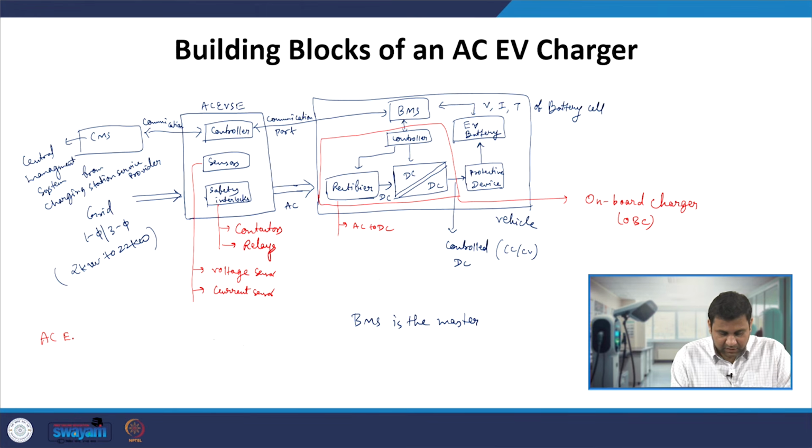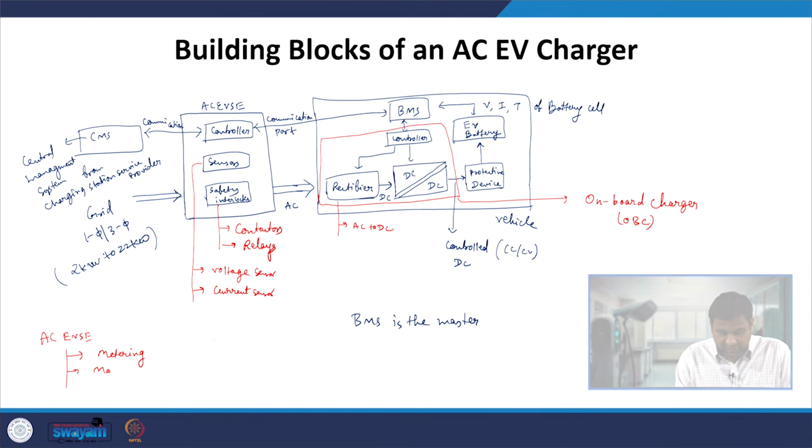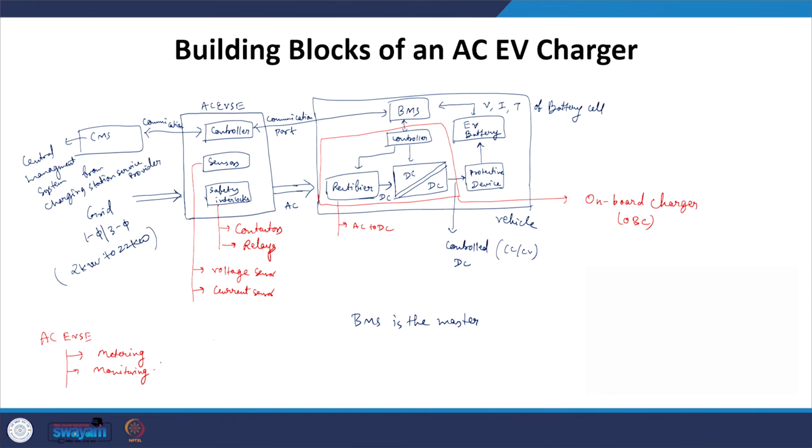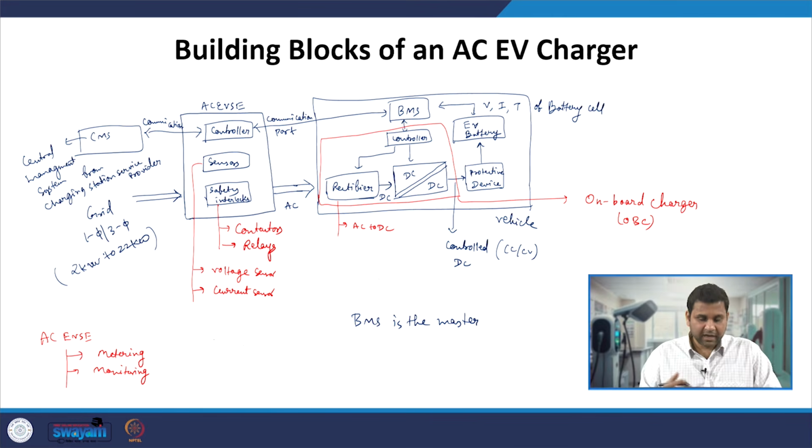So, the AC EVSC is actually performing, first, the metering operation. I mean, it provides information for metering purposes. It keeps on monitoring whether the EV is ready or not, or when to turn off, when to engage, when not to engage, or when to keep the AC at its output. So, the AC EVSC will keep on taking information from the BMS and accordingly decide whether to keep the output on or not.